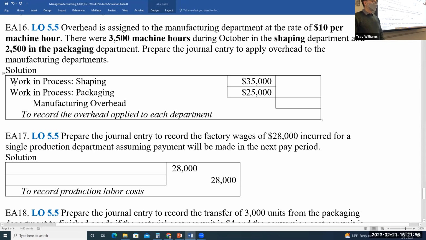Notice that for each department, it's going into work in process for that department, right? Because with process costing, we're tracking the work in process costs by department. All right, and so what was the total manufacturing overhead that got applied? 60,000. Right, because our debits have to equal our credits. Any questions on 16?